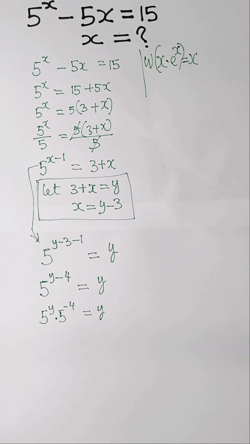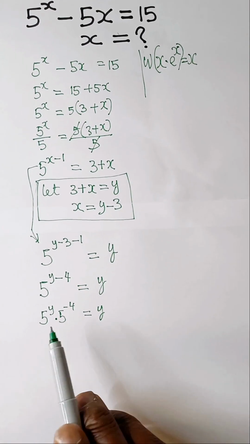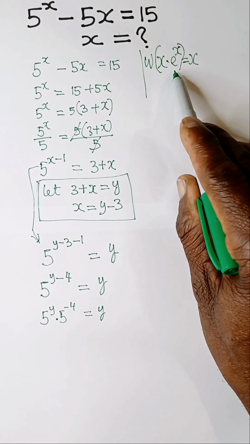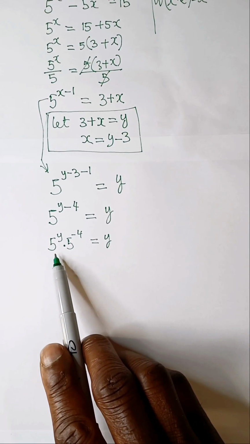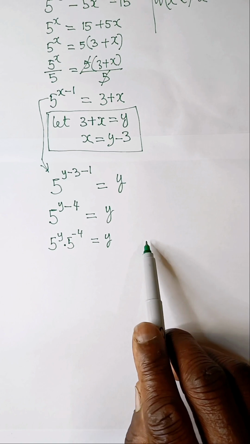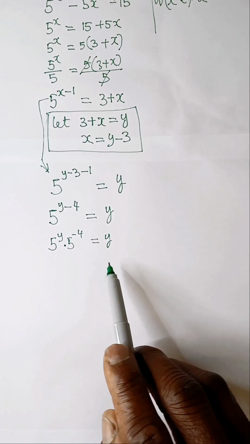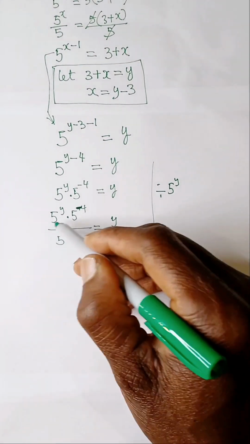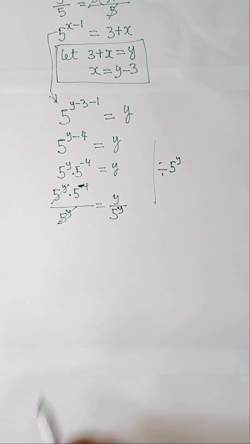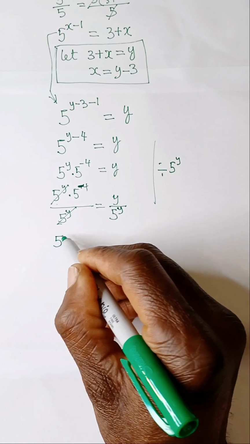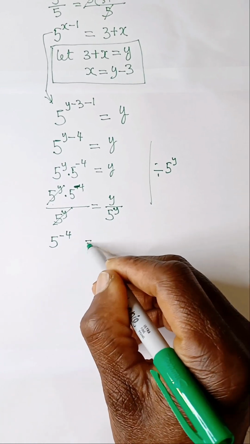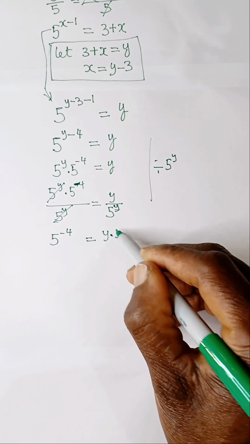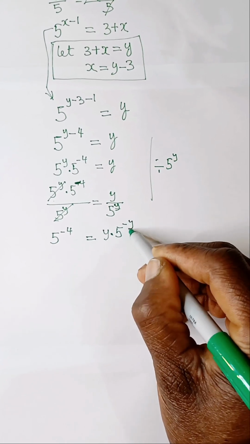Now, what are we going to do next? Remember, our goal is to make the left-hand side and the right-hand side to be in the form specified by the Lambert W function. Now, let us make the left-hand side contain the constant, while the right-hand side contains the variable. To achieve this, let us divide both sides of the equation by 5 raised to the power of y. This will cancel. We will have 5 raised to the power of minus 4 is equal to y times 5 raised to the power of minus y.